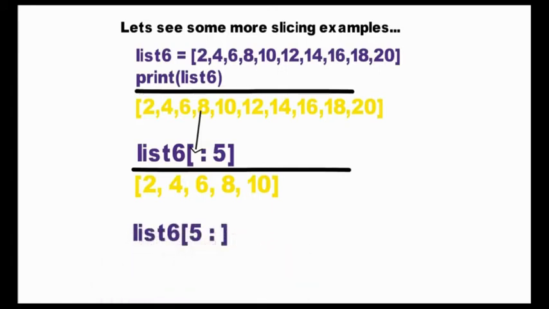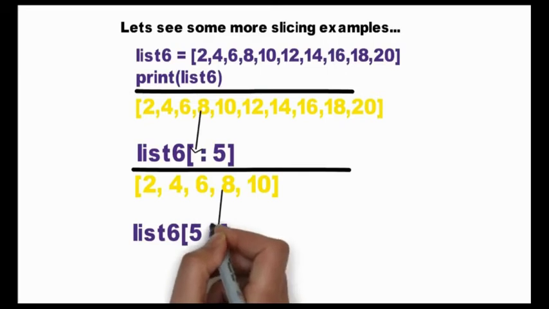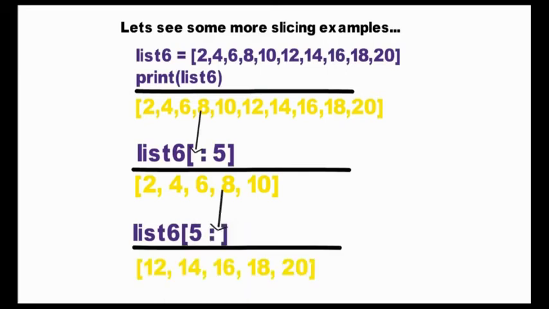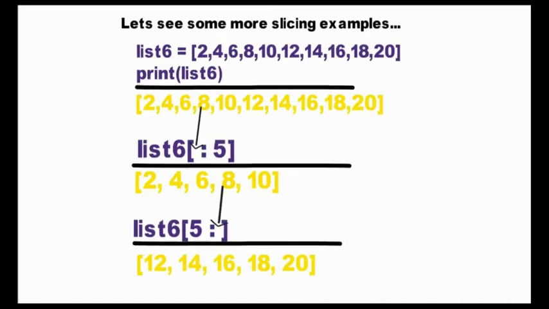list6[5:]. If we skip the end index, everything from the starting index to the last index will be fetched. Even the last element will be fetched.